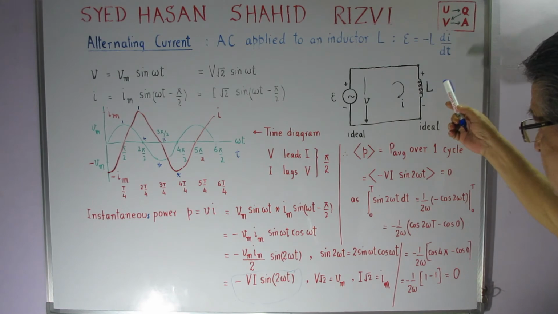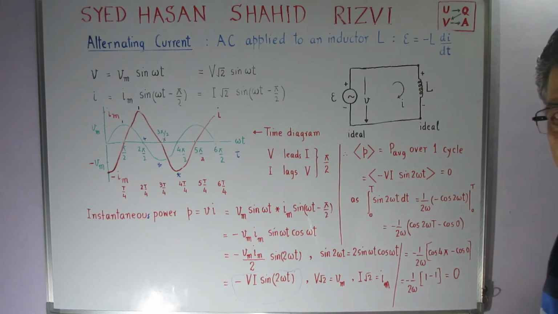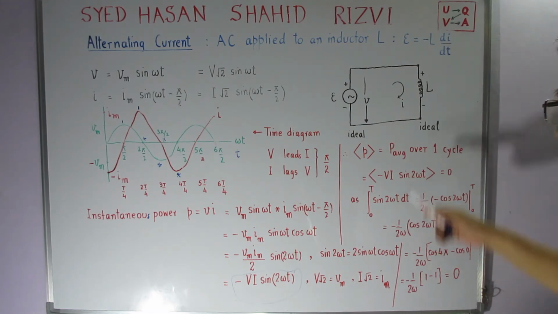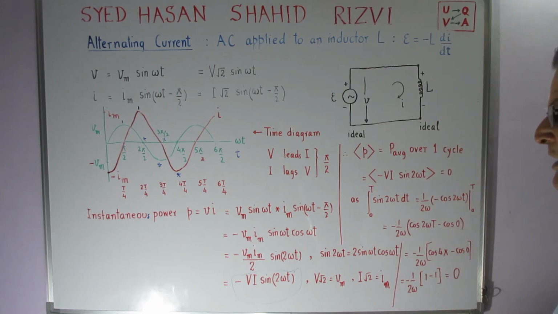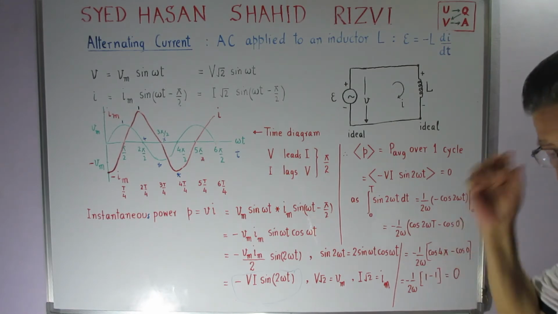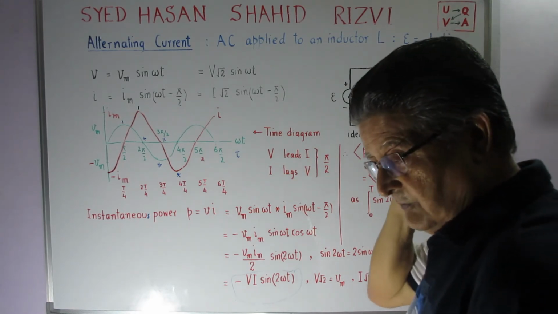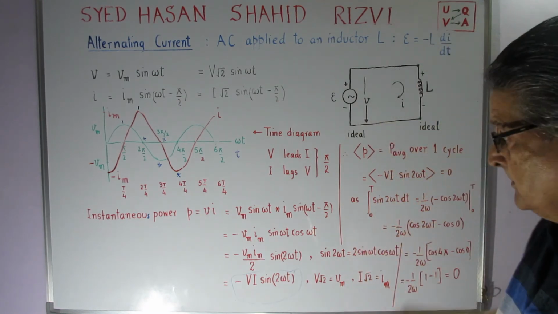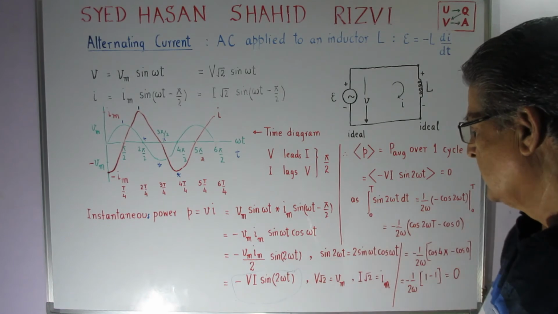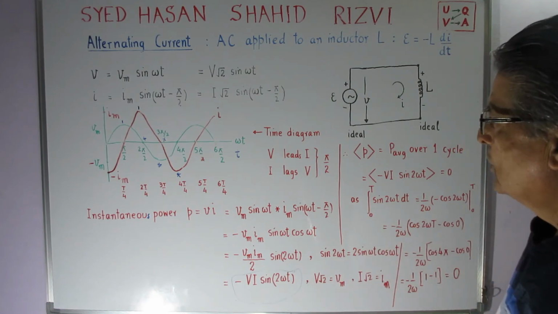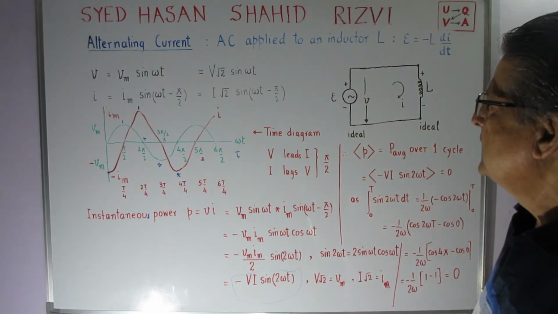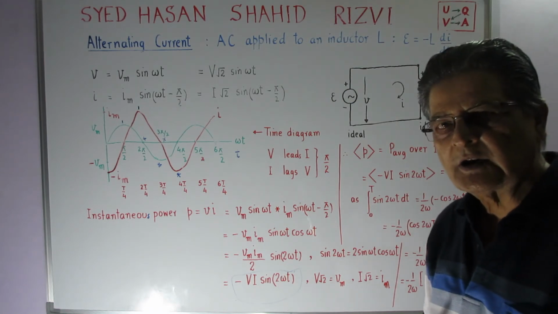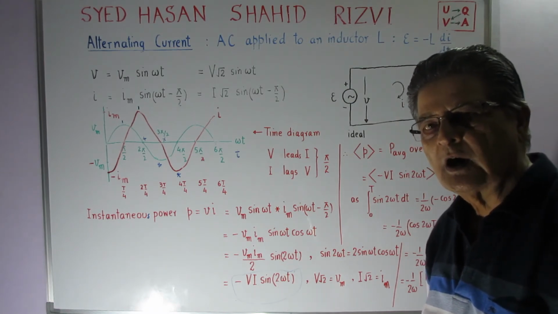Of course, there is energy stored at any instant when the current through the inductor is I. That energy is equal to half L I square. But there is no power dissipated, unlike the case of the resistor, where the power was equal to VI.